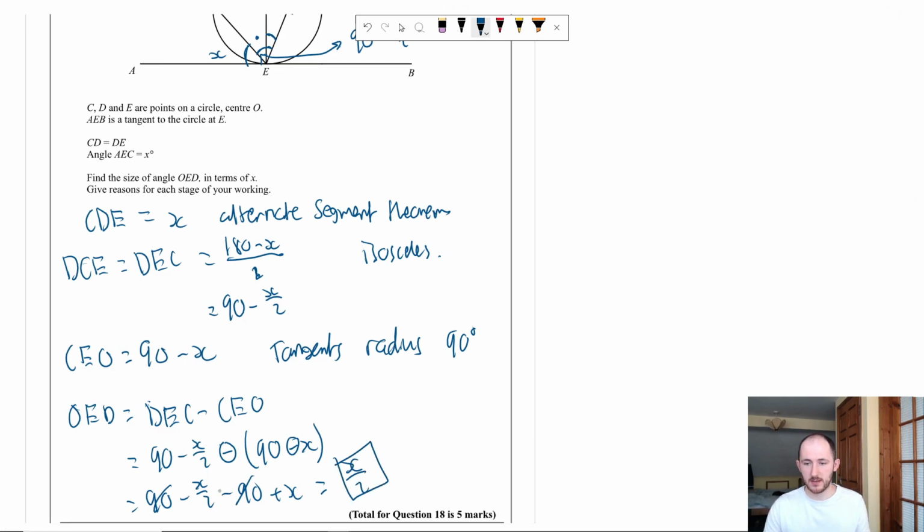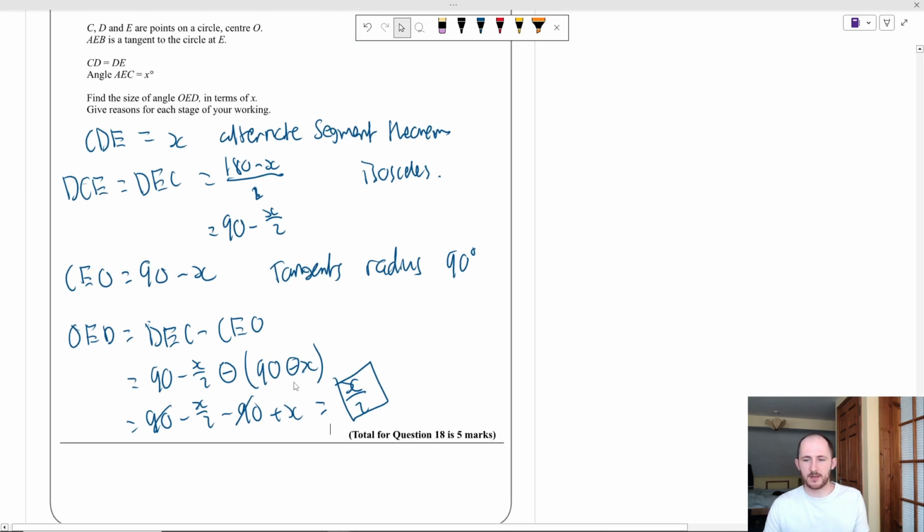5-mark question. Done. Easy. Okay? So just be extra careful about that, okay? The minuses will cancel out with each other. Which makes sense, right? We shouldn't get a negative number.